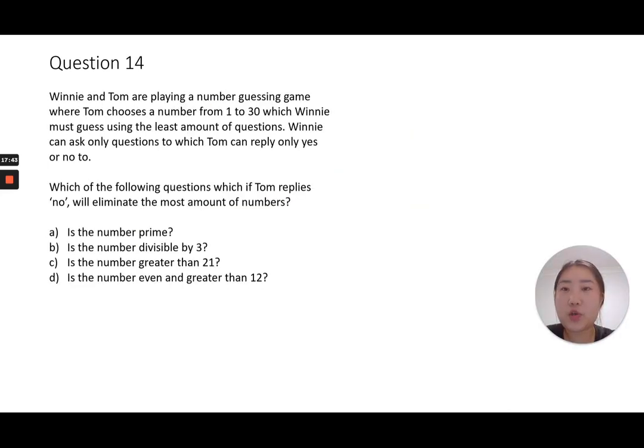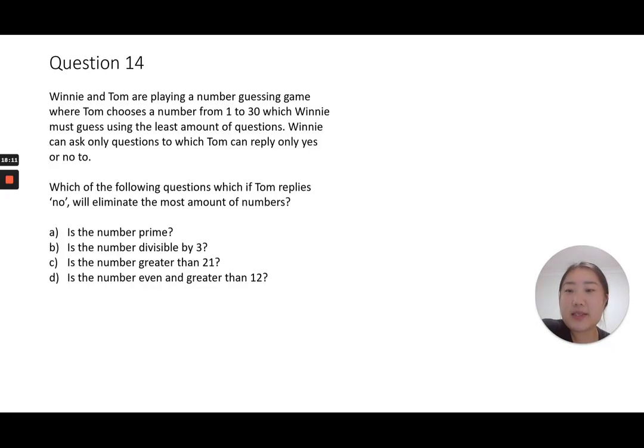14. So Winnie and Tom are playing a guessing game. We have numbers from 1 to 30, and you can only say yes or no questions. So out of A, B, C, and D, if Tom replies no, which would eliminate the most amount of numbers? For this, you need to figure out each of the options, which he would have said would be no. Okay, that's a bit convoluted.